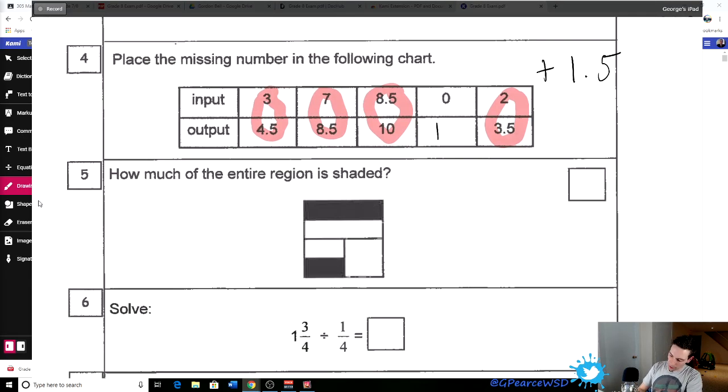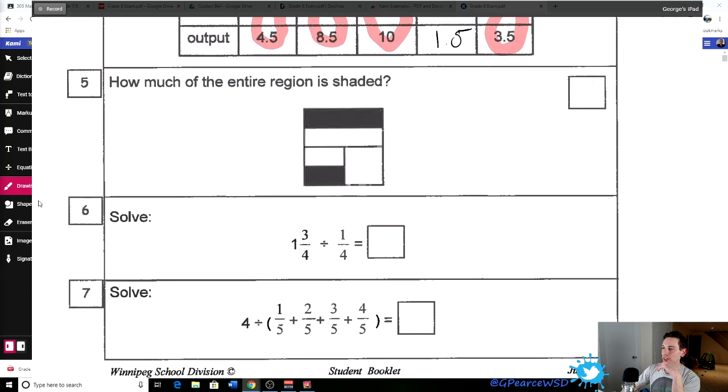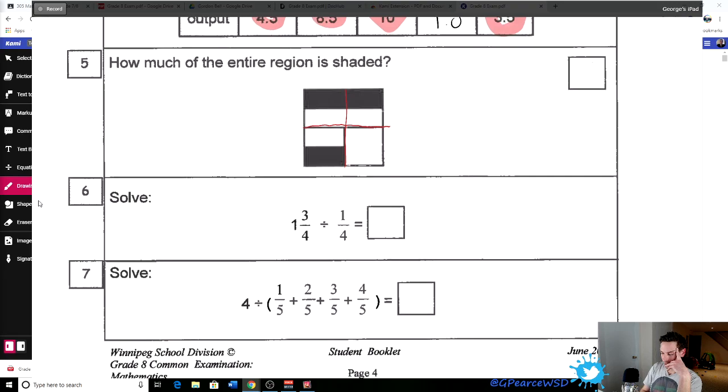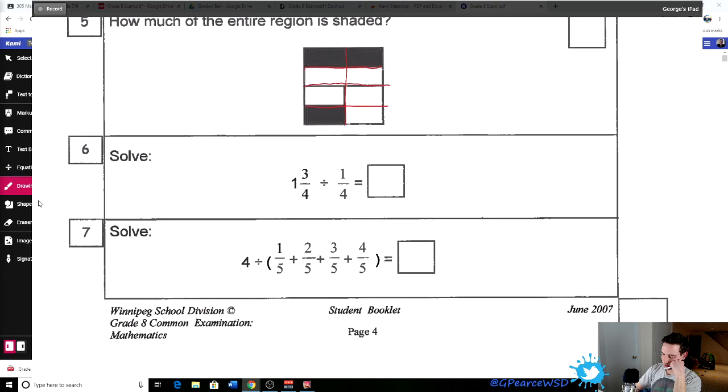So yeah, 1.5. How much of the entire region is shaded? So you have to sort of figure out. It looks like, you know, you could move this around in your head. You could break it into quarters or into sections, you could do something like this and figure out exactly how it's done, right? So it's 4 and 4, 3/8, right? And then you figure out, it looks like 3 of the 8 sections are highlighted.